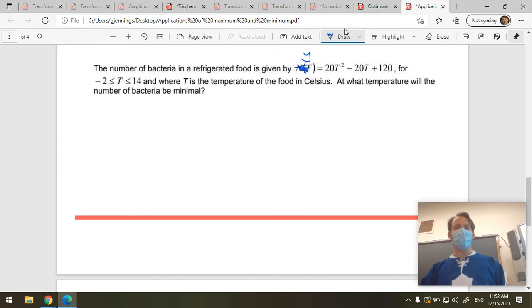Time starts at -2 and goes to 14. So we have here some kind of equation that's going to represent the amount of bacteria inside the food. And we want to know, when will the bacteria be minimal?